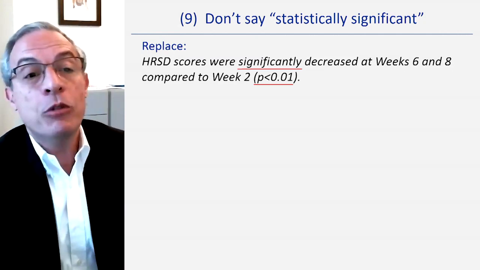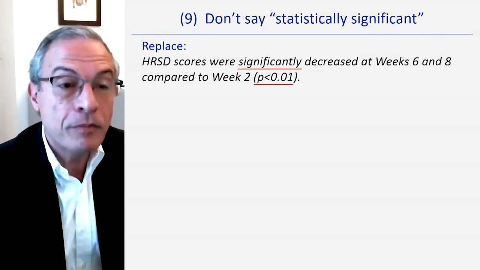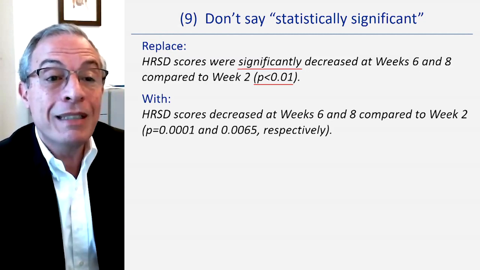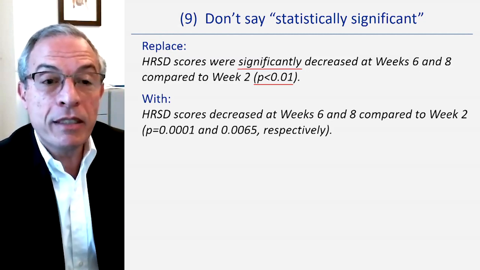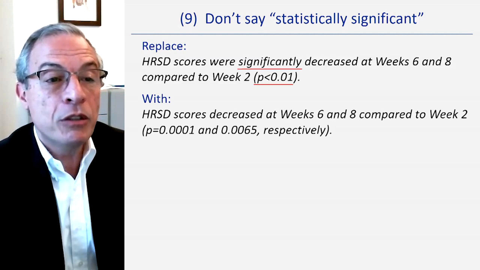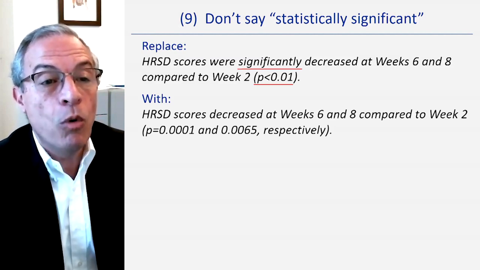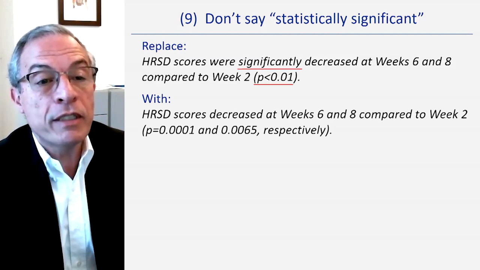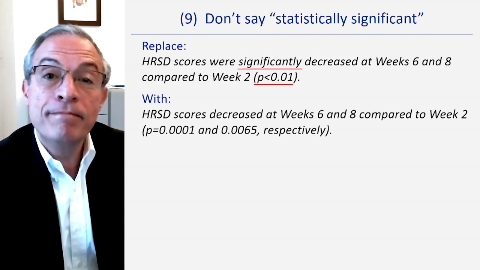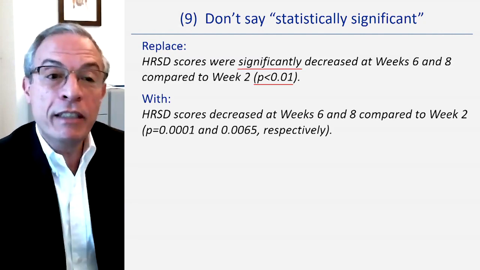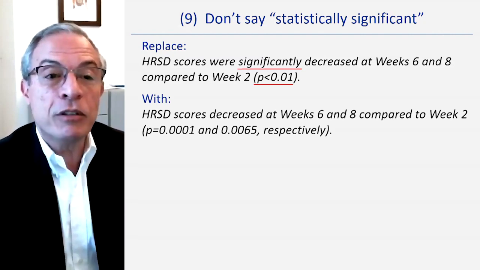Okay, I want to change it. How do I change it? Very simple. HRSD scores decreased at week 6 and 8 compared to week 2. P is equal to 0.0001 and 0.0065 respectively. That's it. You got rid of the significantly and you got rid of that threshold.